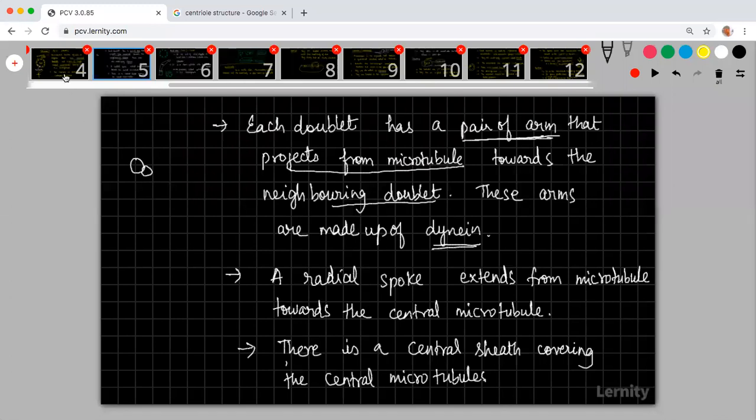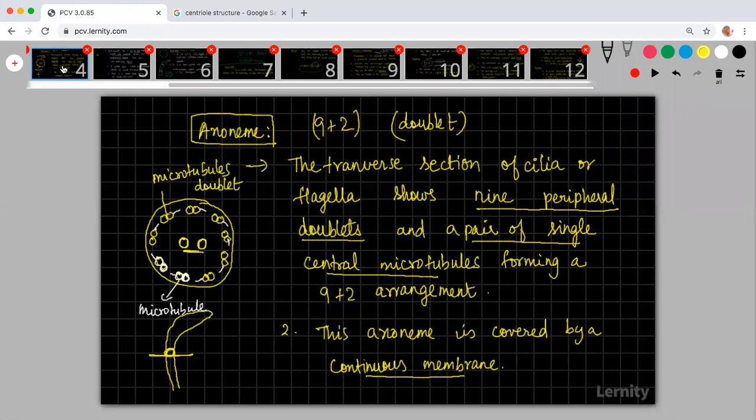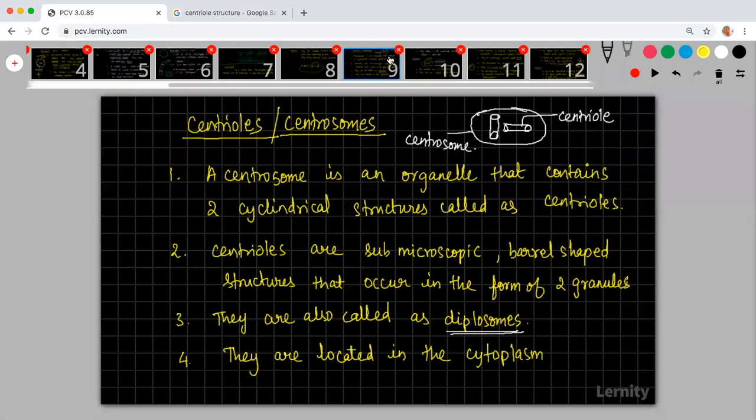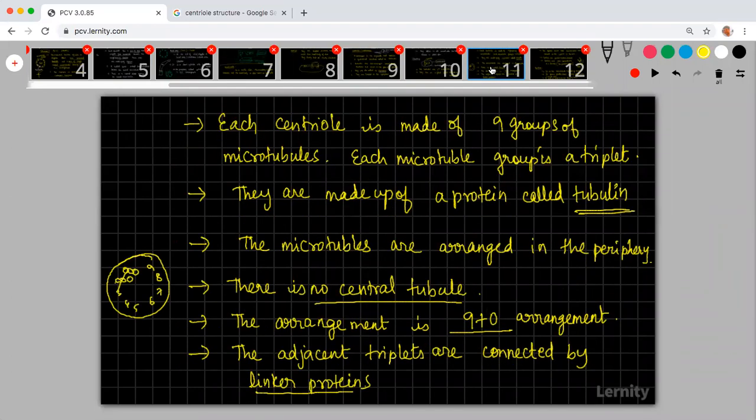Someone wants fourth slide. See. Someone wants seventh slide. See. Someone wants ninth slide. See. Someone wants 11th slide. See.